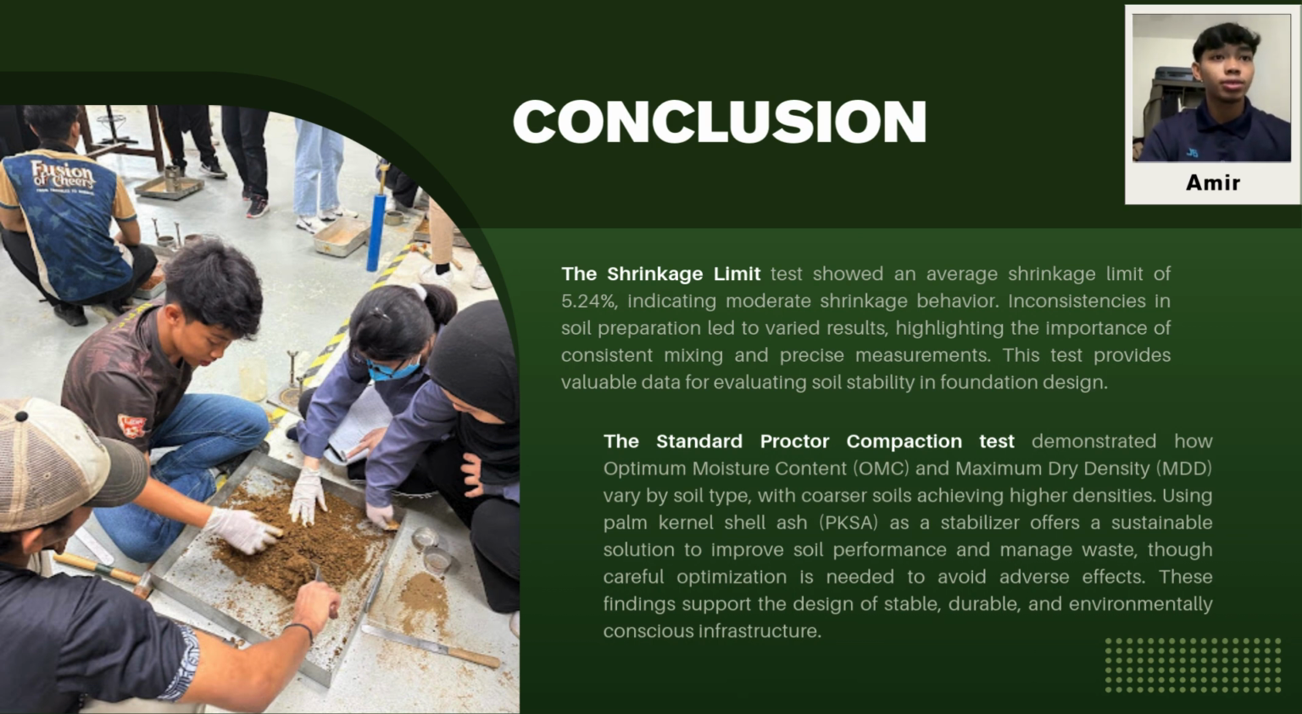Last, the standard Proctor compaction test examined the optimum moisture content and maximum dry density. Our results show coarse soils achieve higher densities. Using palm kernel shell ash as a stabilizer improves soil performance, offering a sustainable solution for infrastructure development. It is also about optimizing this process, minimizing adverse effects, and ensuring stable and eco-friendly designs.